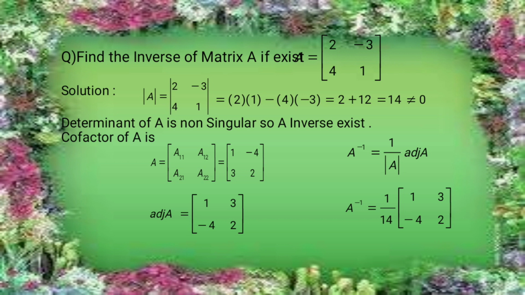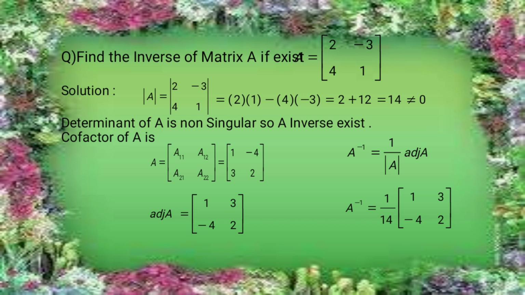We just find the cofactor of the same matrix. So the cofactor of A is 1, minus 4, 3, 2. Take the transpose of the cofactor matrix. Transpose of the cofactor matrix is 1, minus 4, 3, 2. So this is your adjoint of the matrix.